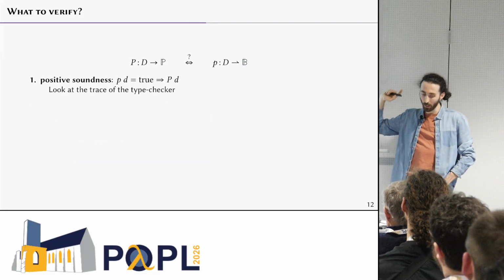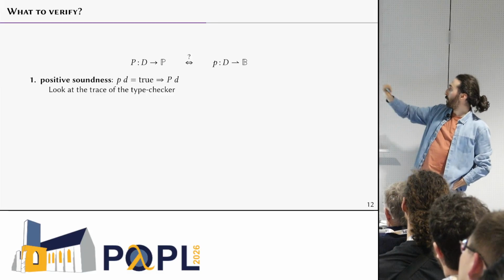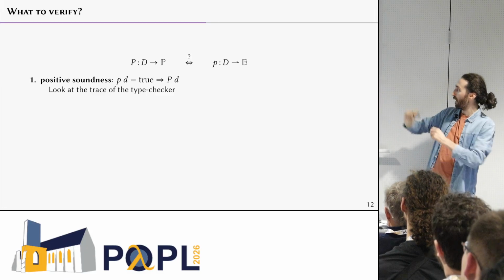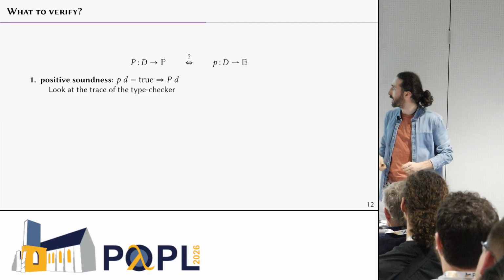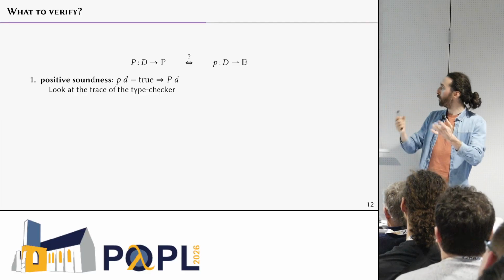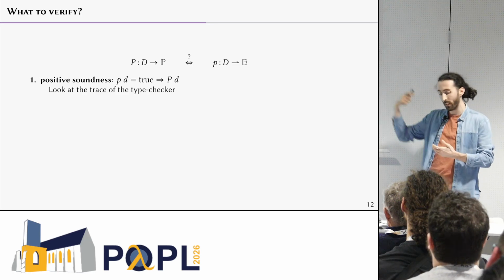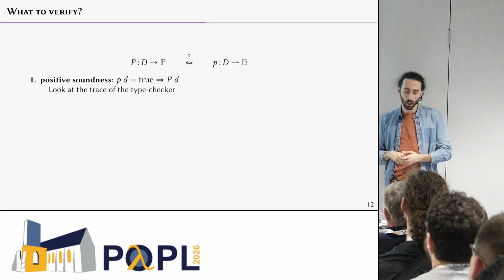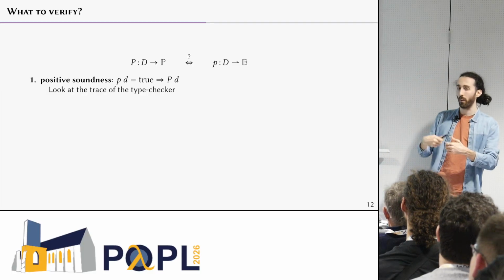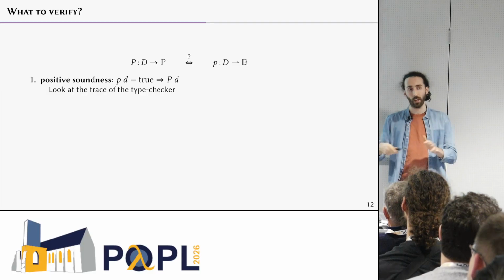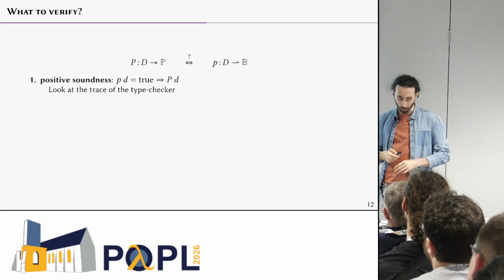Instead, the plan should look like this. So first, we show positive soundness, and I've called it positive now because you'll see why in a second. So this one is still the same. You show that if the algorithm answered yes, indeed the property holds. And that one, as I said, you look at the trace of the type checker, see that it has done only reasonable things. That gives you the positive soundness.